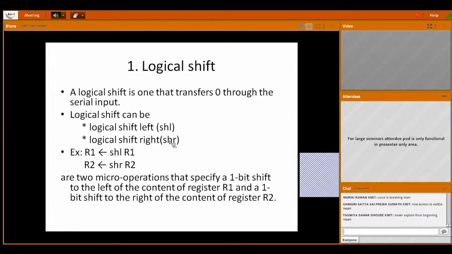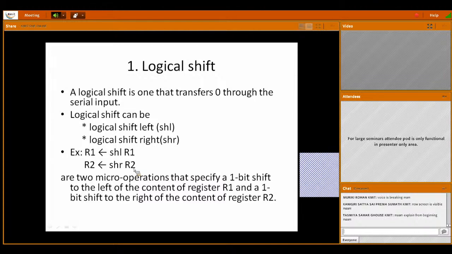When you try to write it in the form of register transfer language, how will you write? R1 ← SHL R1. Both sides should have the same register name. That means you are considering the register R1 and applying a logical shift left on it. Similarly, consider the register R2 and apply logical shift right on R2. This is the way to represent a logical shift operation.